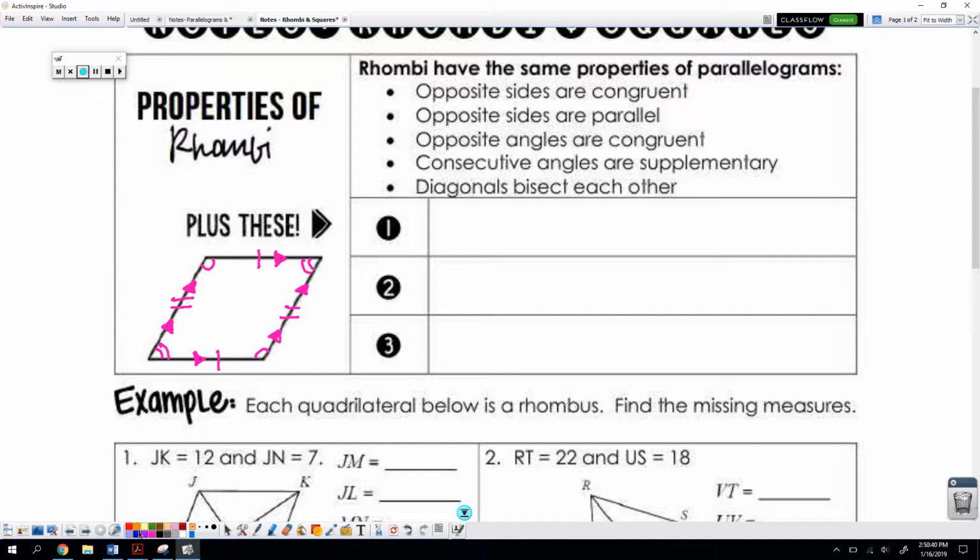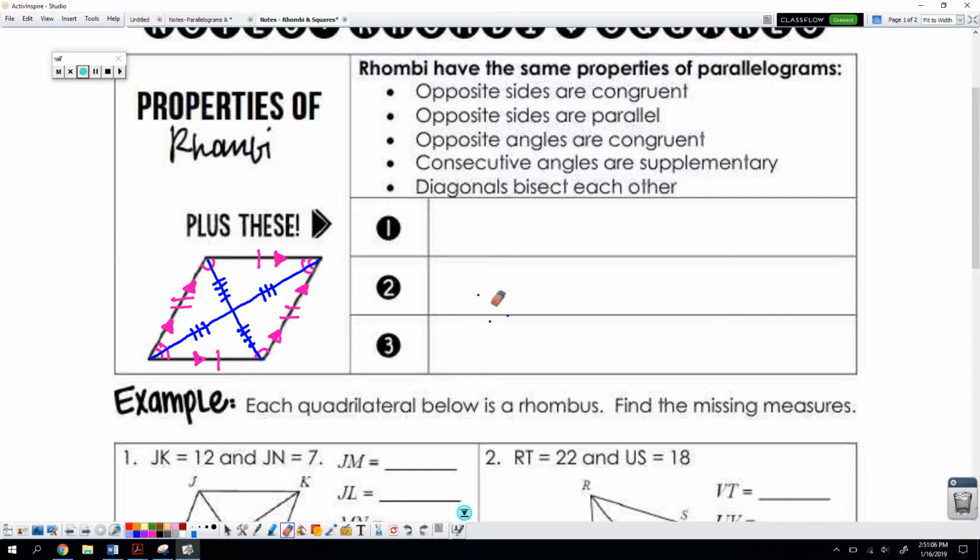And diagonals bisect each other. So, draw in your diagonal. Oh, let me see if I can fix that. Okay, close enough. And then what we have is that they bisect each other. So, 1, 2, 3. 1, 2, 3, 4. 1, 2, 3, 4. Great. So they've now been bisected.